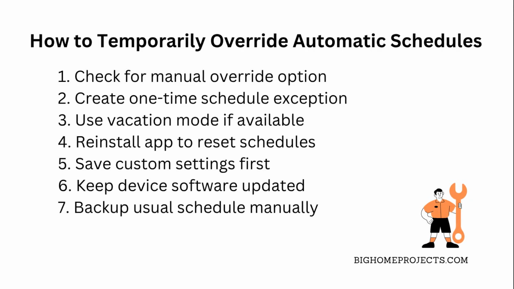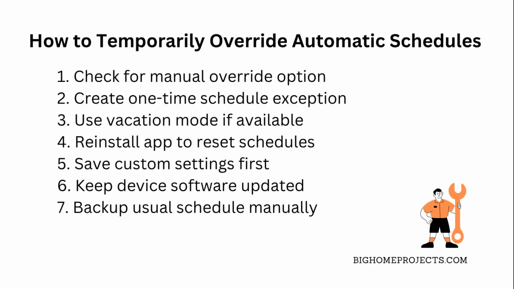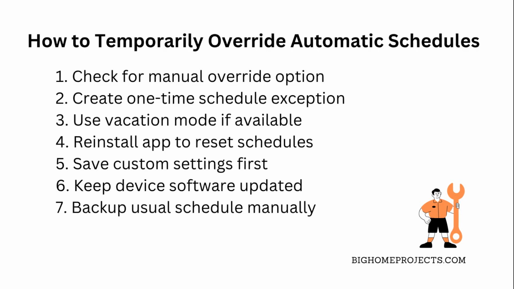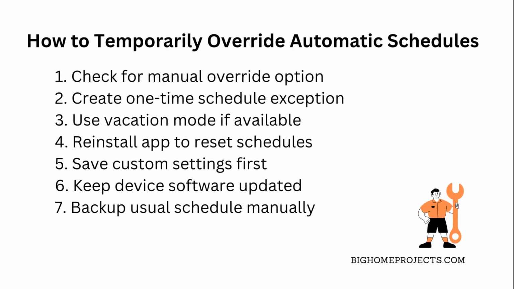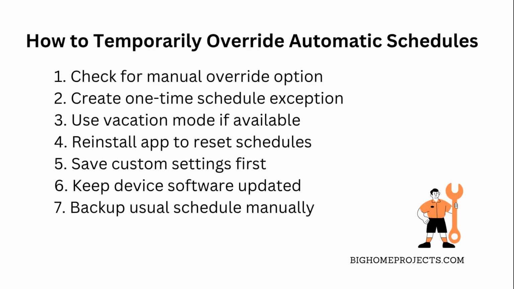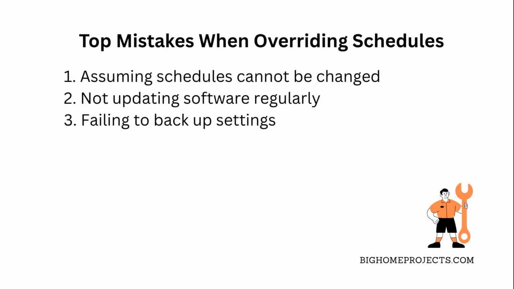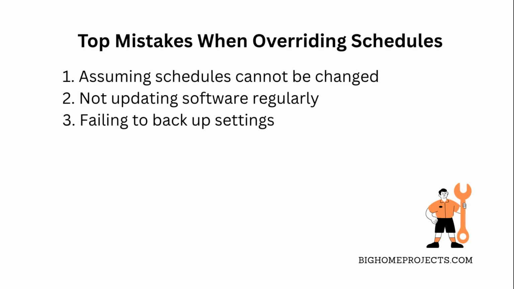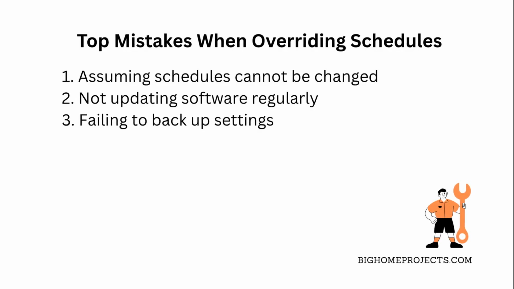And if none of those options exist, uninstalling and reinstalling the app sometimes resets your schedule, giving you a fresh start. Always remember to save any custom settings before doing that so you don't lose everything. Also, make sure your device's firmware or app is up to date because newer versions often improve schedule flexibility. Lastly, keep a backup plan ready by noting down your usual schedule manually so you can quickly restore it after the override.